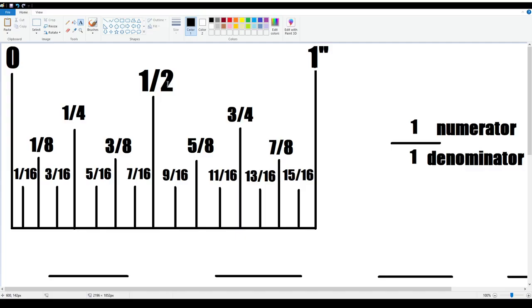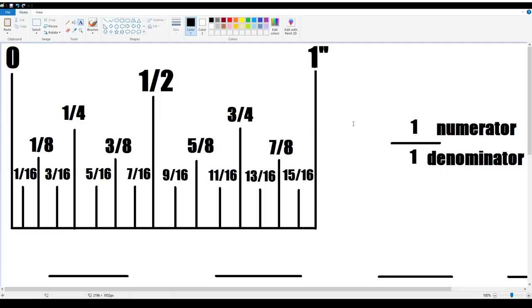1 times 2 is 2 for our denominator. 2 times 2 for our denominator is 4. 4 times 2 is our denominator for 8. And 8 times 2 is our denominator for 16. 16 times 2, our denominator for 32. Those would be 32nds. We're not going to get into those, but that is what the next level would be. Typically not on a tape measure that you would be normally using.